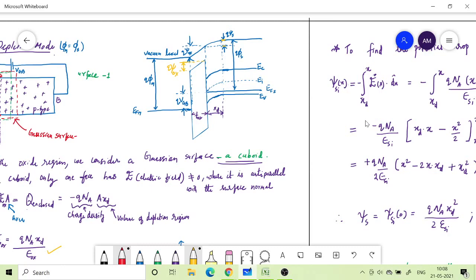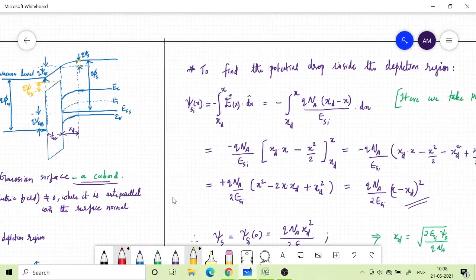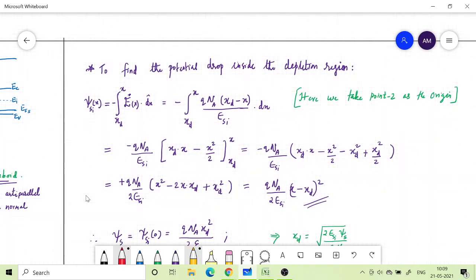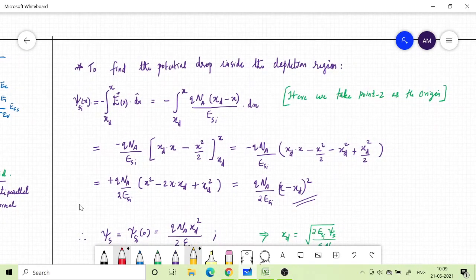So we need to find that out, and you can do that the same way we did the line integral for the oxide region. The only difference is that we take the origin at a different point. Here, if you look at the expression, I am going to take the starting point of the integral as xd. That is the rightmost point in the depletion region, where the depletion region ends. From there, if I integrate to the left side, my x is a point between point 1, point 2 and xd.